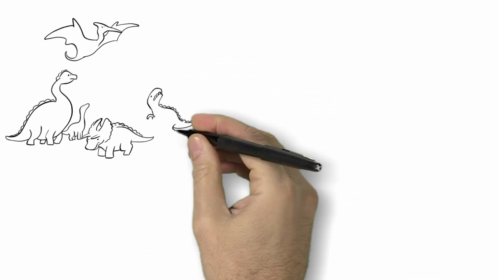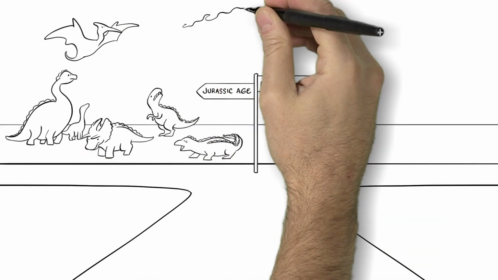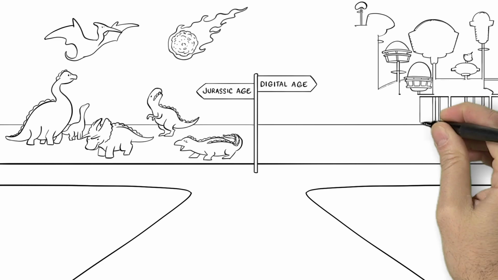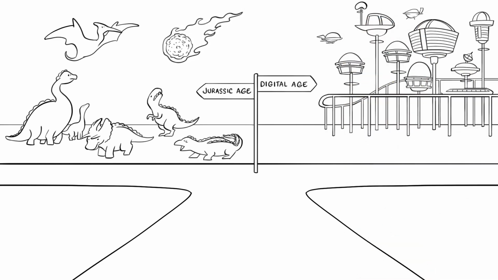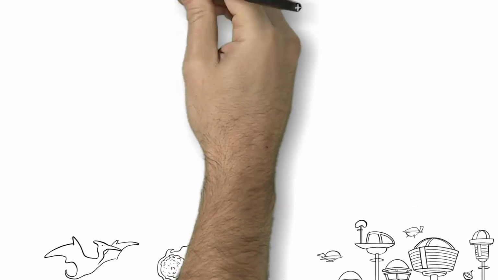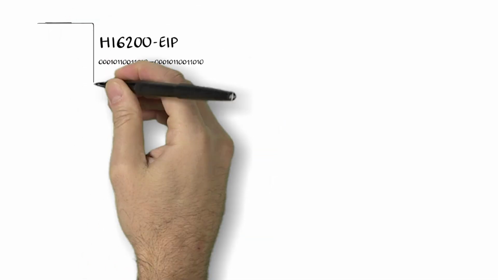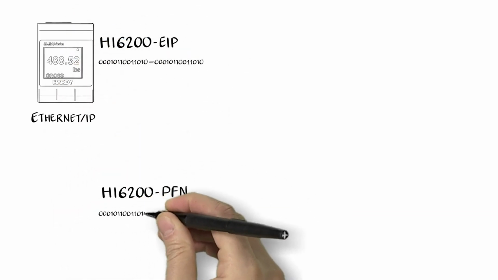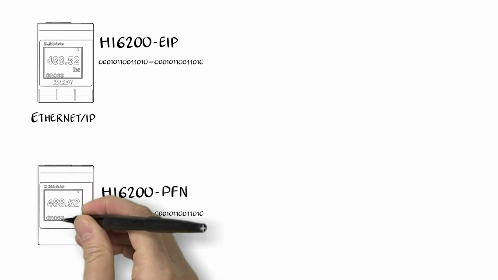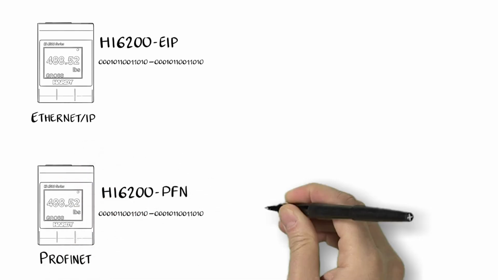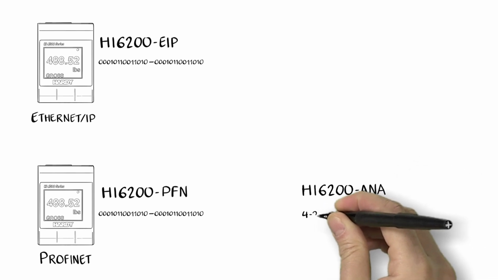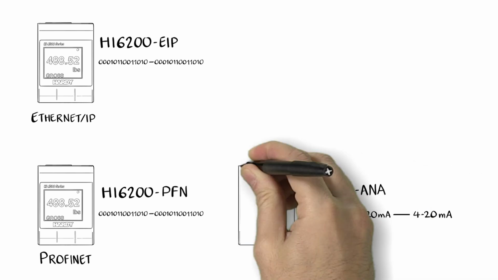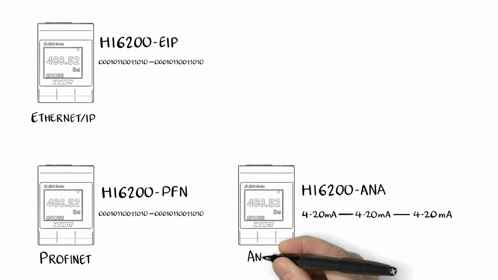If Mike doesn't change soon, he could go the way of the dinosaurs. It's time to enter the digital age. Introducing the HI6200 EIP and the HI6200 PFN weight processors, a breakthrough in scale technology. And don't worry, Mike, we also have the HI6200 ANA for those machine designs that still have a death grip on analog transmitters but want the benefits of digital weight processing.